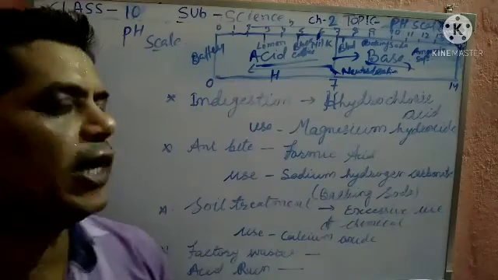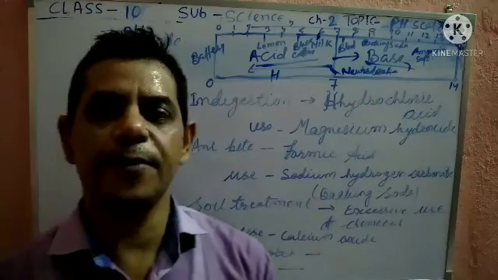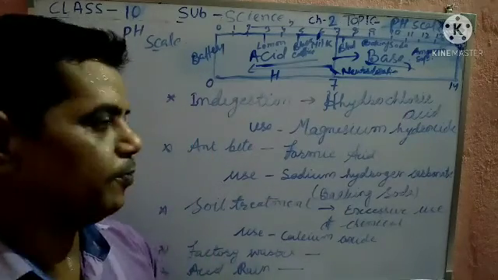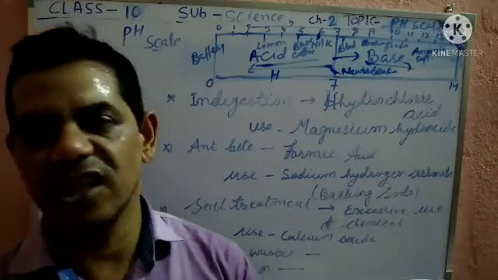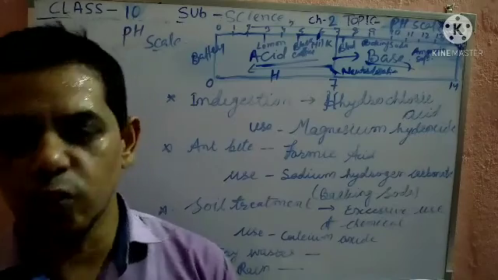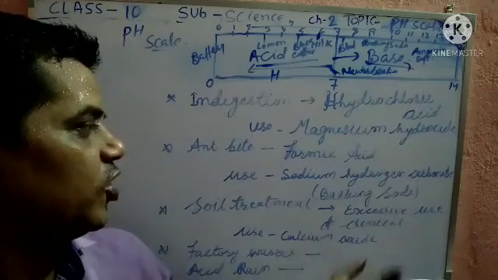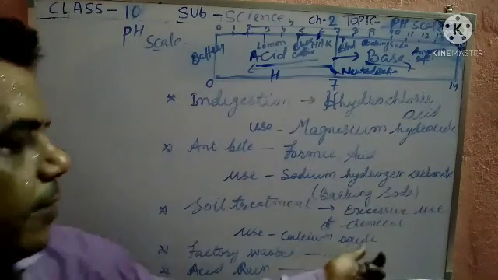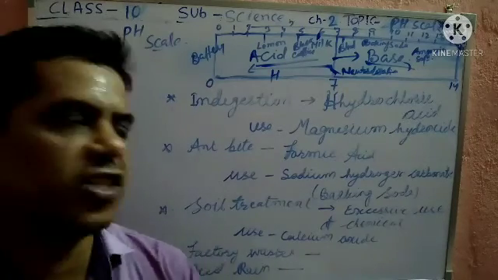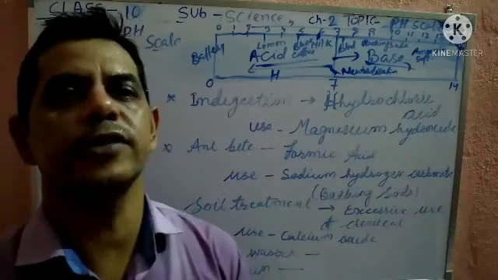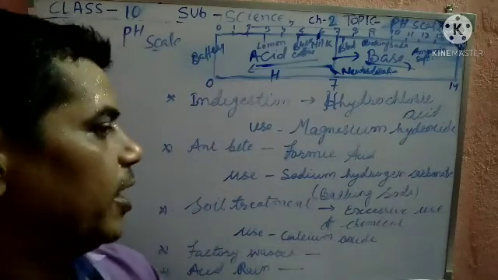Now another example is soil treatment. In agriculture fields, excessive use of fertilizer in the soil increases the acidic nature, so our plants do not grow in that soil. So calcium oxide is used, which combines with the acidic nature, and then neutralization of that soil occurs and crops develop again in that field.